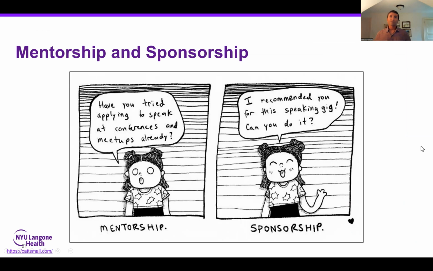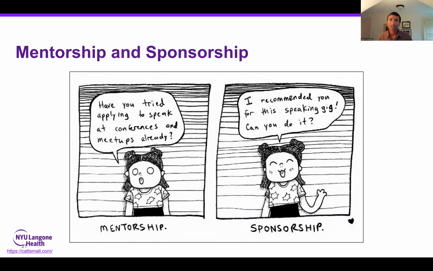Now, just a final few words on the distinction between mentorship and sponsorship. I think it's very important for anyone at any level, but really junior researchers and folks who are starting off their academic careers, to engage, to try and secure both mentors and sponsors. So there's a little cartoon here that tries to illustrate the difference between mentorship and sponsorship.